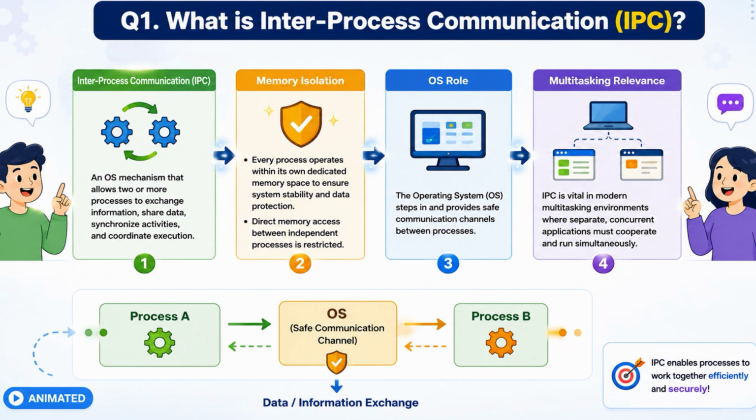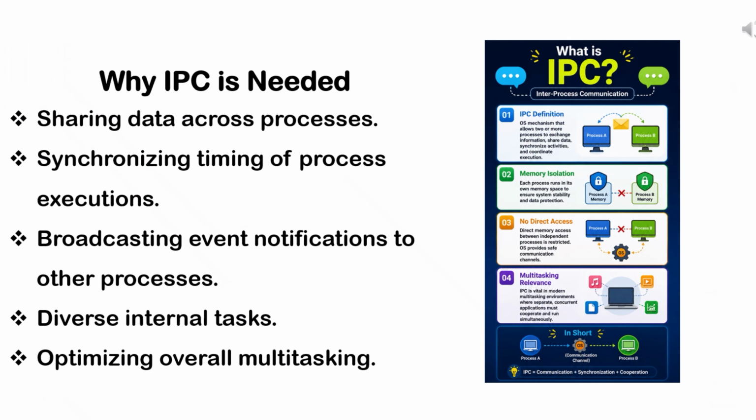In modern multitasking systems, many applications run simultaneously. Without IPC, these applications would never be able to cooperate effectively. Now, let's understand why IPC is actually required. Imagine different applications running together on your computer. Sometimes they need to exchange information. Sometimes they need to work together on the same task. IPC makes this possible. It allows different processes to share data safely.